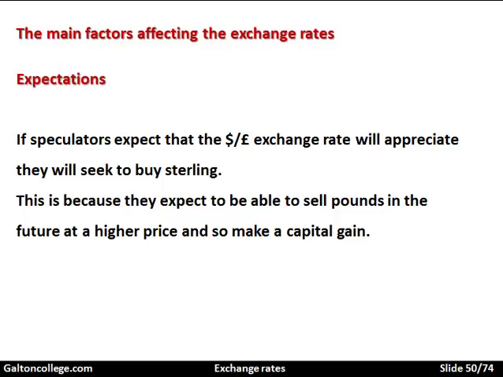So let's say people believe that the exchange rates will appreciate in the future. They buy the currency now and hold it, wait for it to appreciate, and then sell it and make a capital gain. Of course, it's almost a self-fulfilling prophecy, this one. If people expect the exchange rate to rise in the future and they buy the currency now, they're actually increasing the demand for the currency, which will move the currency upwards. And then, of course, when it moves upwards, they will sell the currency and make a capital gain.